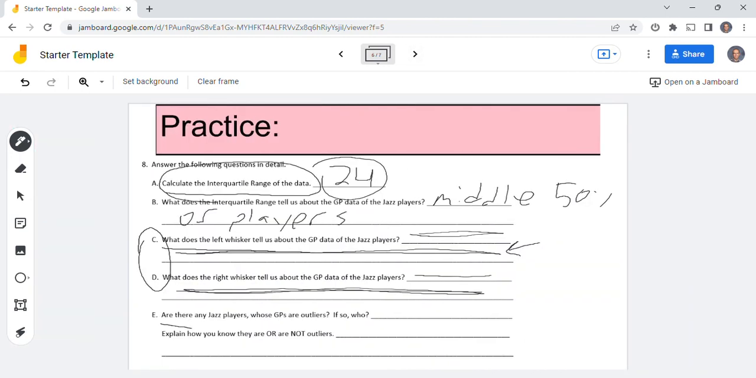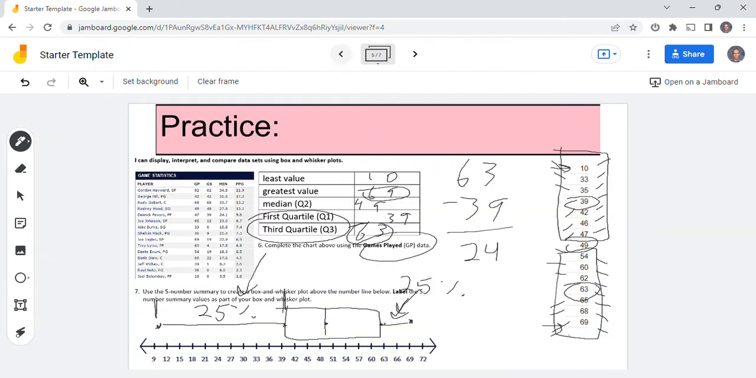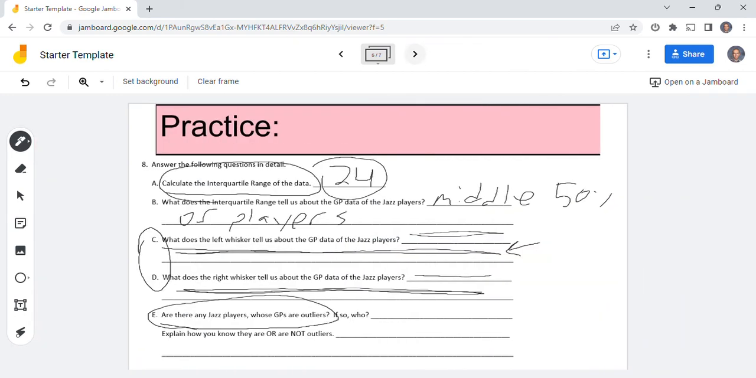All right, we finally got to this question. Are there any Jazz players whose games played are outliers? We said this before, this 10 is definitely an outlier right there. So yes, definitely, that player was Joel Bolomboy. So we're going to say Joel Bolomboy is an outlier because he played far fewer games than anybody else. So that would be your explanation right there.